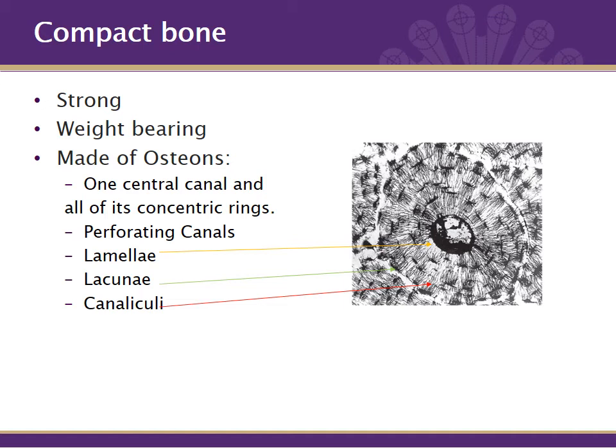Central and perforating canals contain blood vessels and nerves. Perforating canals are smaller canals that run perpendicular and feed into the central canals. The rings around the canal are called lamellae. On the edges of the lamellae, you will find lacunae. Lacunae are tiny cavities that contain the osteocytes. Off of the lacunae are canaliculi, or cylinder channels that branch off and allow osteocytes to communicate with one another via dendrites or extensions of the cell body.